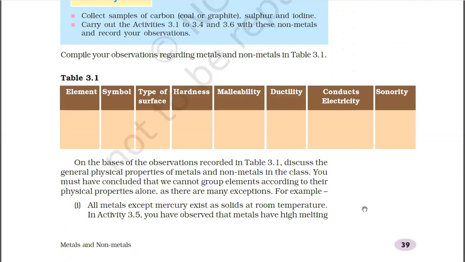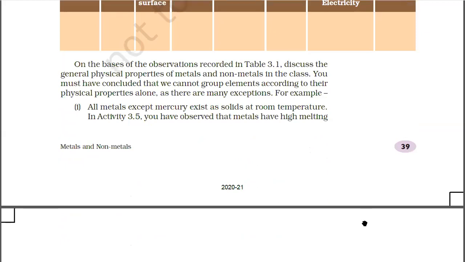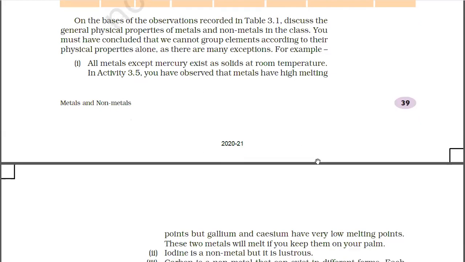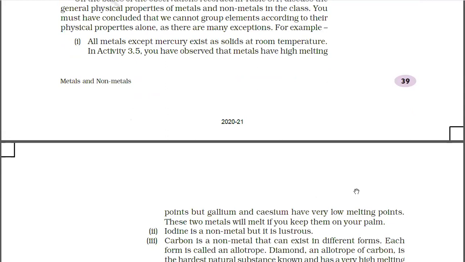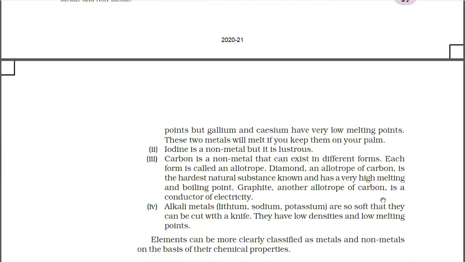On the basis of the observations recorded in Table 3.1, discuss the general properties of metals and nonmetals in the class. You must have concluded that we cannot group elements according to their physical properties alone, as there are many exceptions. For example, all metals except mercury exist as solids at room temperature. In activity 3.5, you have observed that metals have high melting points, but gallium and cesium have very low melting points. These two metals will melt if you keep them on your palm.